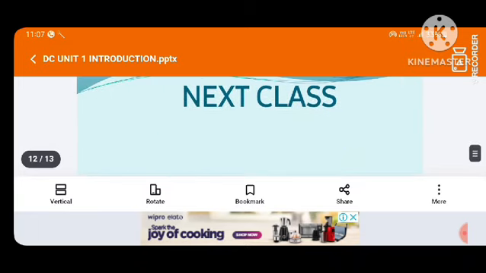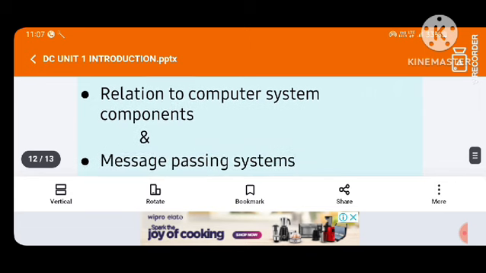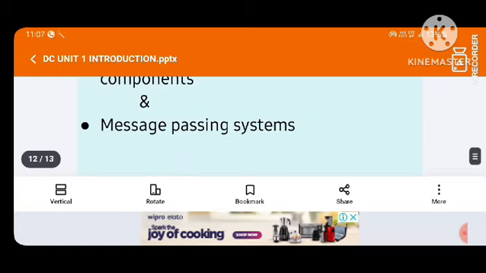So next class we are going to learn a new topic. The topic name is relation to computer system components and message passing systems.